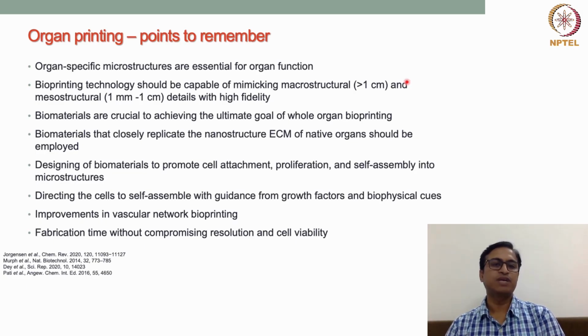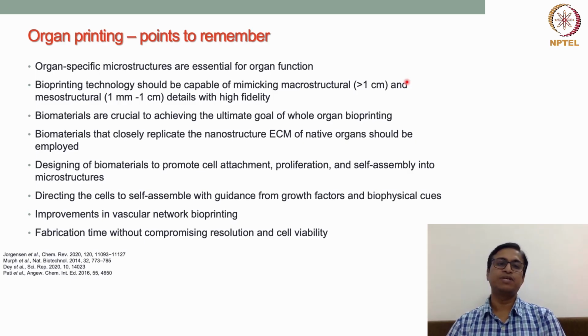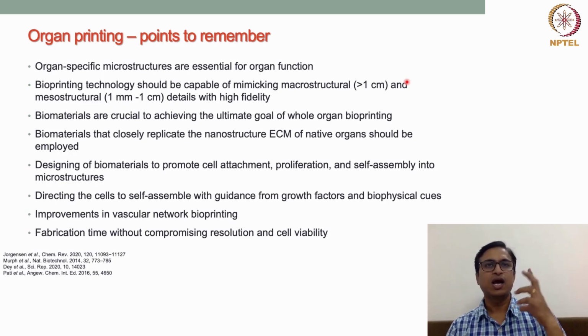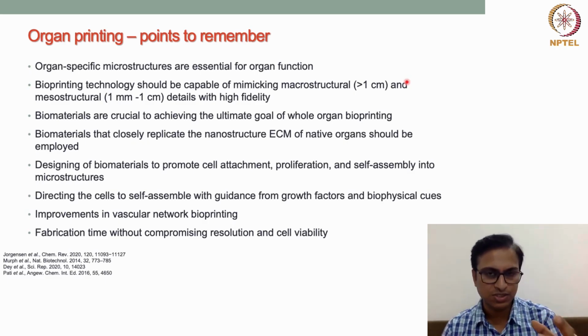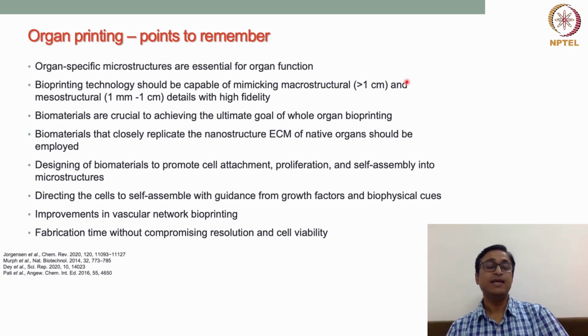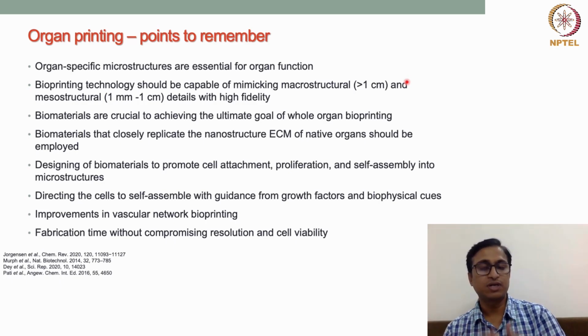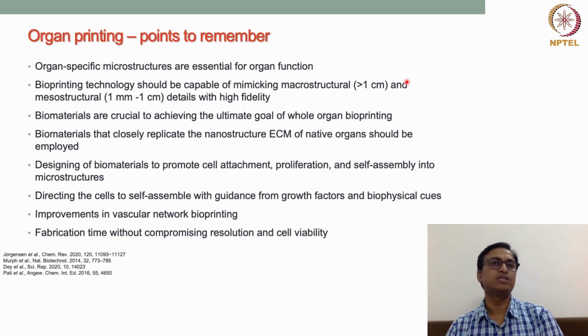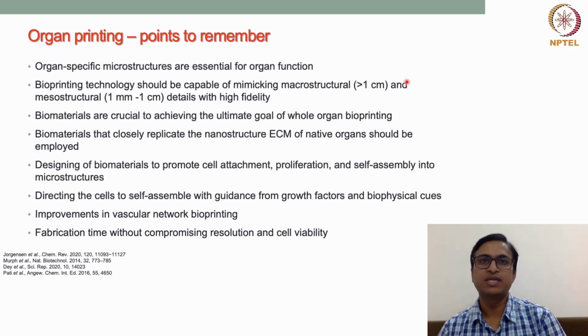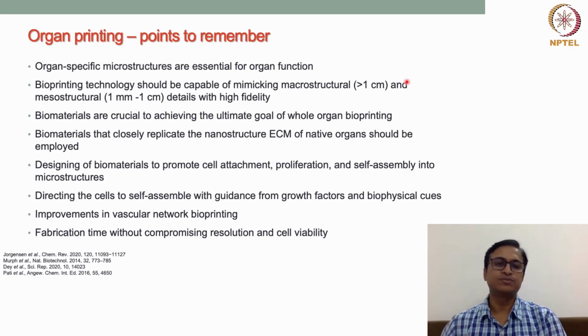Now, organ-specific microstructure is essential for organ function. We have discussed before that every organ has a typical macrostructure, mesostructure and microstructure, and also at the cellular level or the ECM level a typical microstructure or nanostructure. That is essential for the particular organ function. If we can recreate the structure, we will definitely be able to gain the function of the organ. We always need to remember that, and if we are targeting a particular tissue or organ, we have to understand its microstructure.